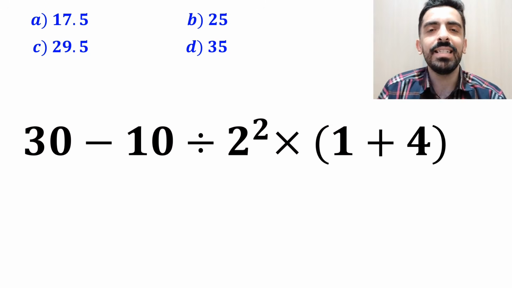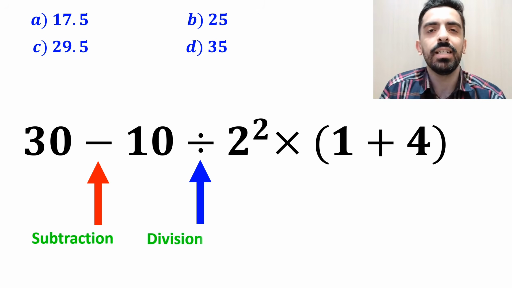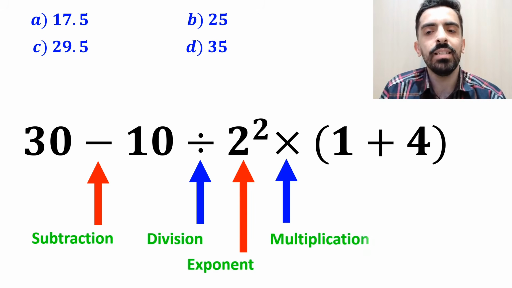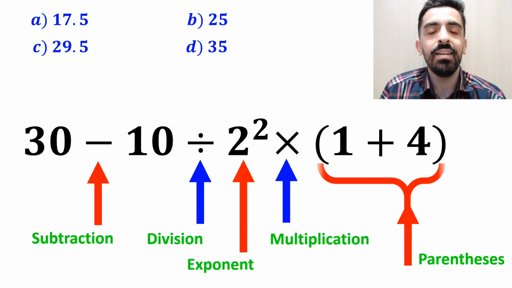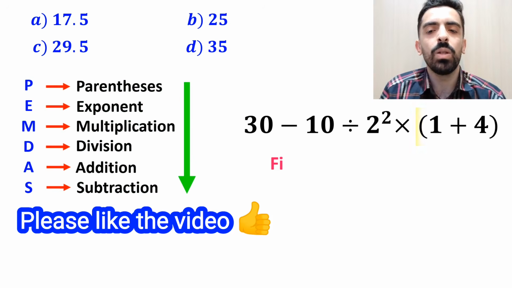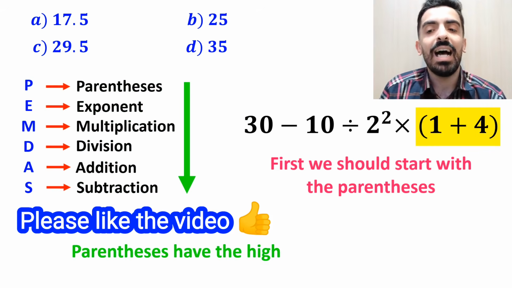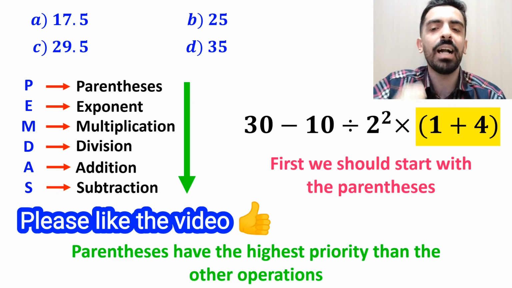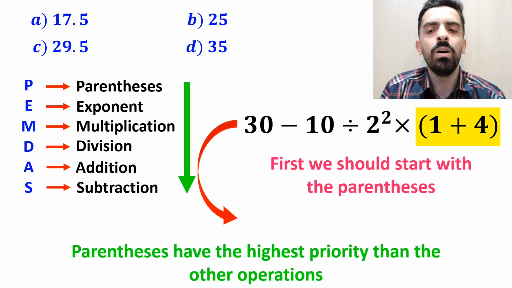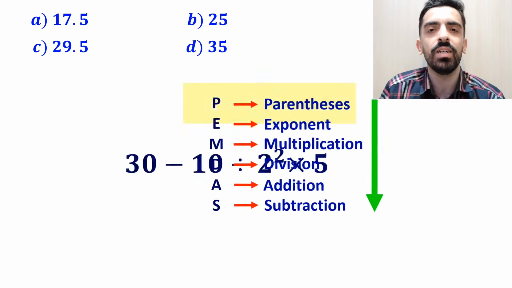Okay, as you can see in the image, in this expression, first we have a subtraction sign, then a division sign, after that we have an exponent, then a multiplication, and finally parentheses. According to the PEMDAS rule, first we should start with the parentheses, because parentheses have higher priority than the other operations. So, we can write this expression as 30 minus 10 divided by 2 squared multiplied by 5.